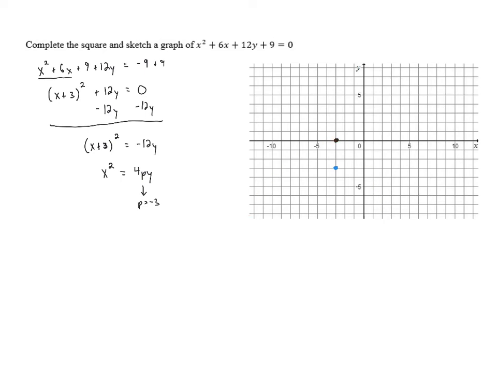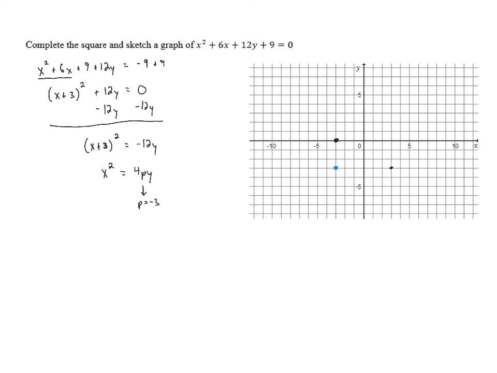To figure out how wide it's going to be, remember we need to use the focal diameter, which is given by the absolute value of 4p. In this case, the absolute value of 4p is the absolute value of negative 12, which is positive 12. So the focal diameter of this parabola is going to be 12, which means from the focus, we need to go 6 units in each direction to get additional points on that parabola.